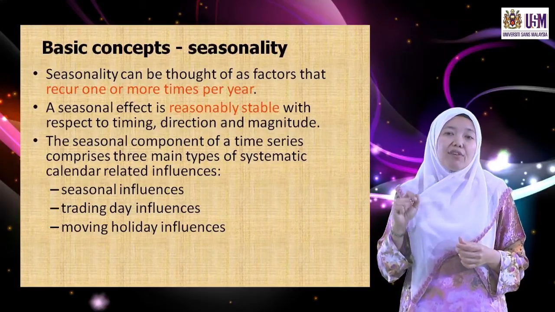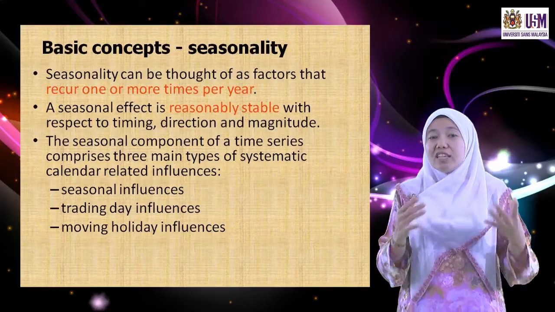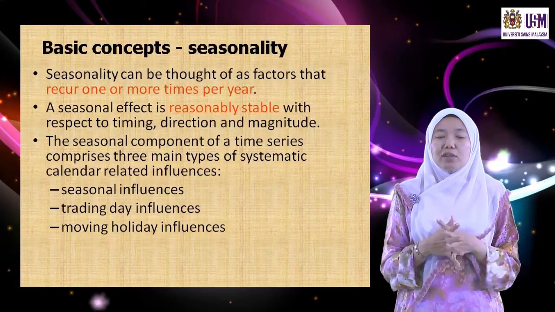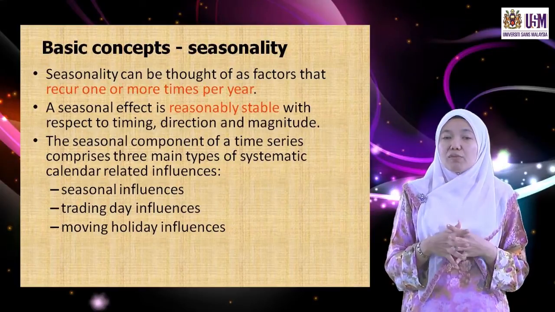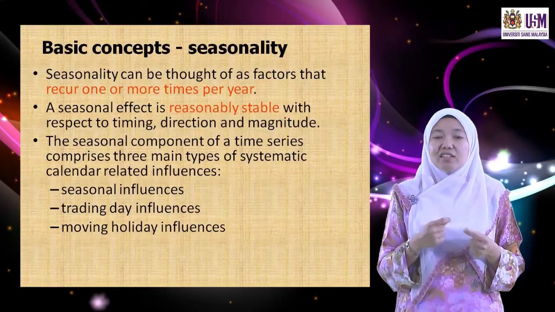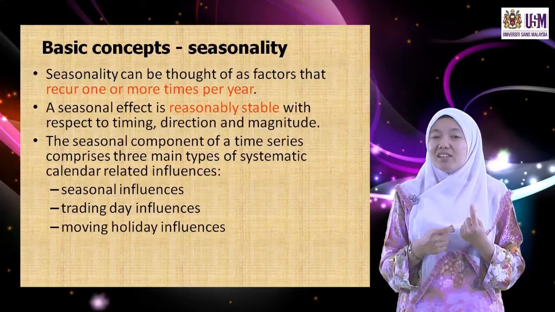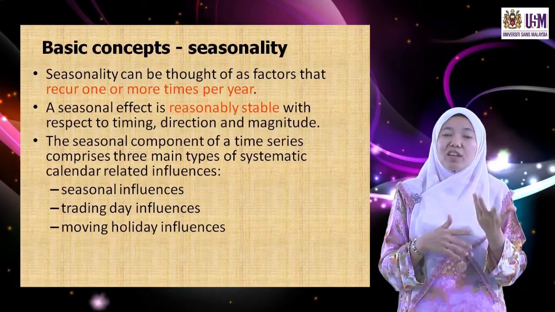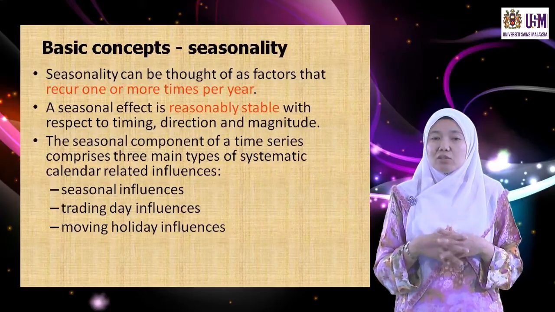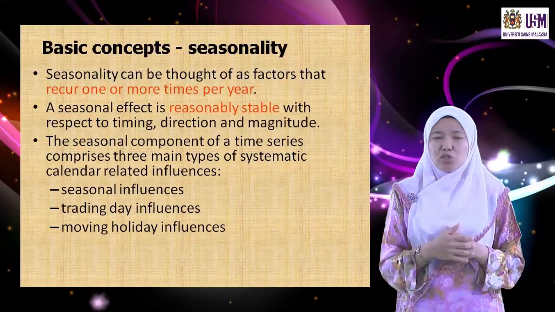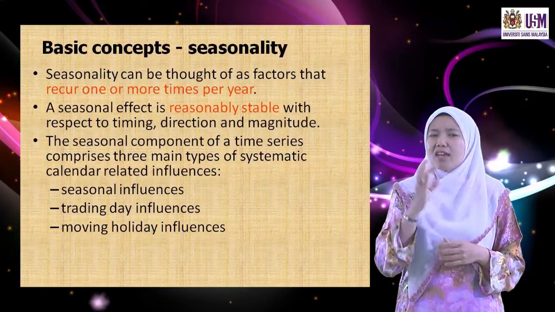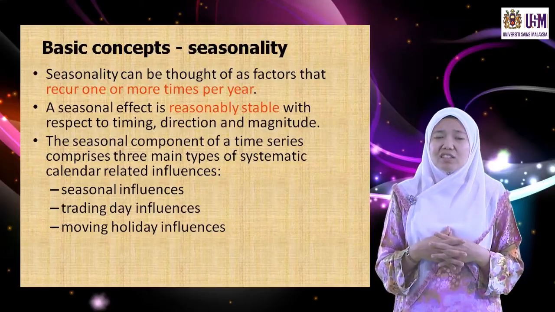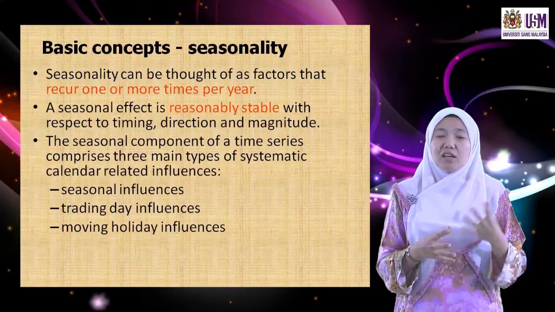Just remember that seasonality, or seasonal component, or seasonal variation can be thought of as factors that recur one or more times per year. This seasonal effect is reasonably stable with respect to timing, direction and magnitude. For example, we have tourists from the Middle East. Usually there is a large increase in the number of tourists from the Middle East at the height of summer, June, July and August, and when it comes to October and November, there will be a reduction. You can expect that if you're working in the hotel industry or the tourism sector. Every summer you need to provide for the extra demand for your tourism services, especially from these tourists from the Middle East.